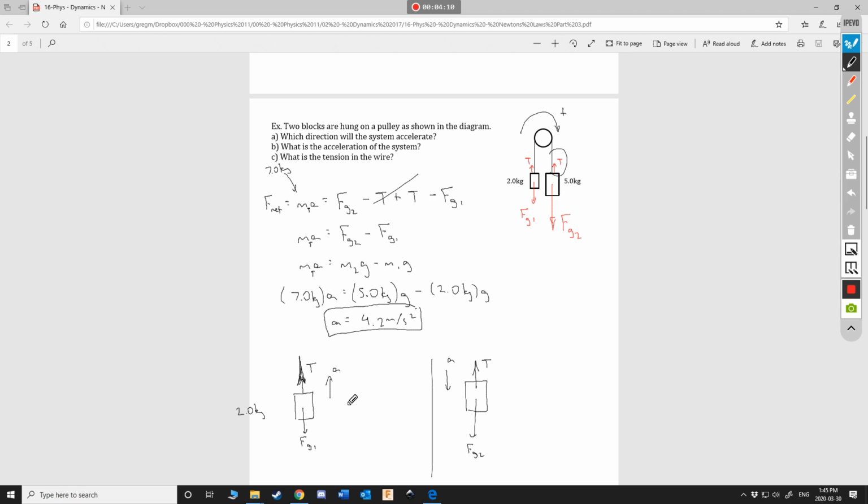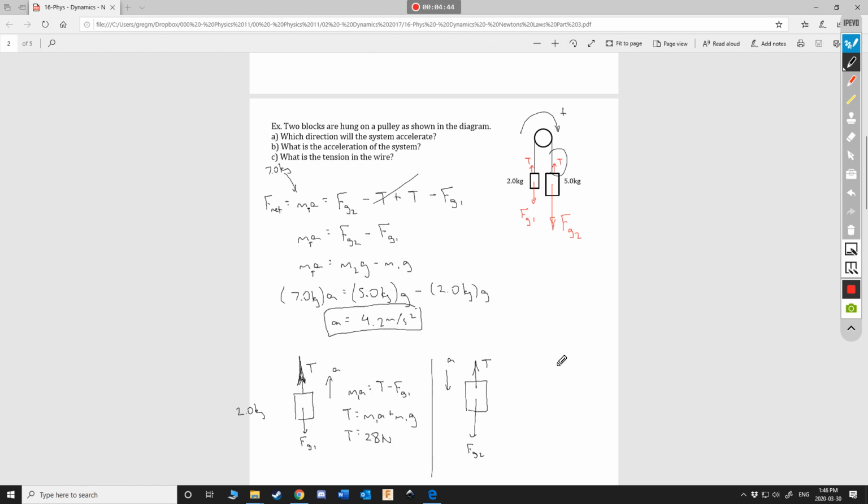So when I write this one, I say M1A is equal to tension minus force of gravity 1. So tension is equal to M1A plus M1G. And we solved for acceleration: it's 4.2. So we go 4.2 times our 2 kilogram mass, plus 9.81 times our 2 kilogram mass. We get a force of 28 newtons.